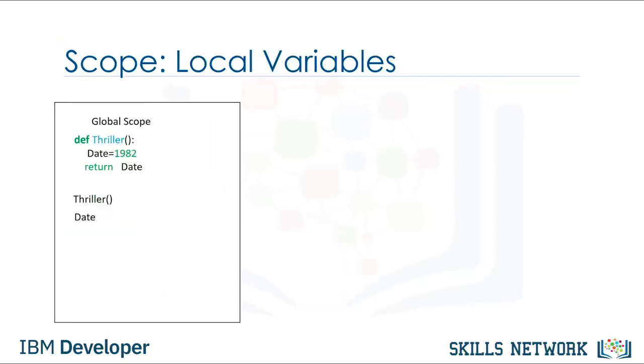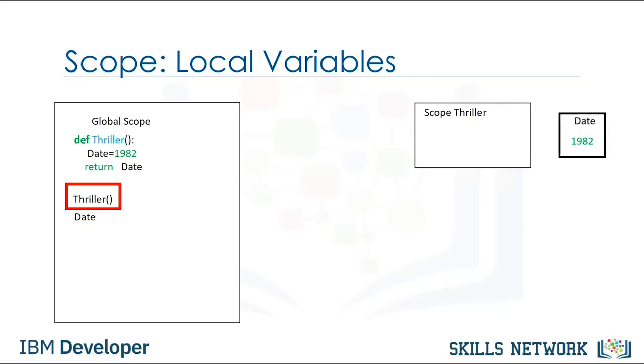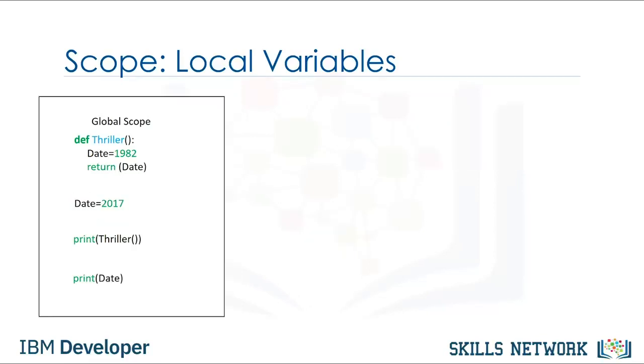Local variables only exist within the scope of a function. Consider the function Thriller. The local variable date is set to 1982. When we call the function, we create a new scope. Within that scope of the function, the value of the date is set to 1982. The value of date does not exist within the global scope.